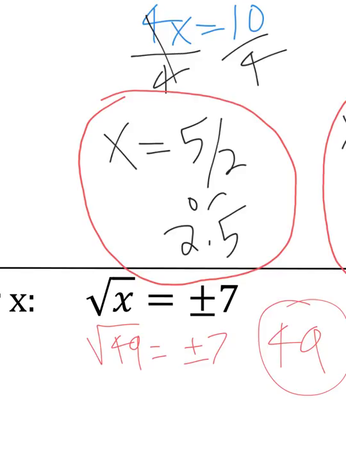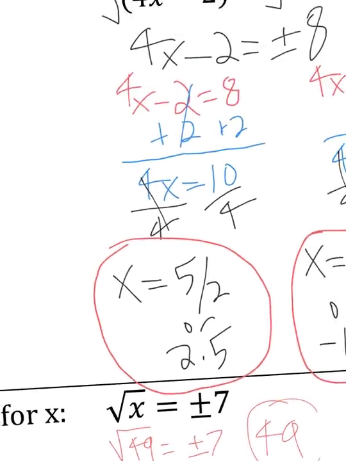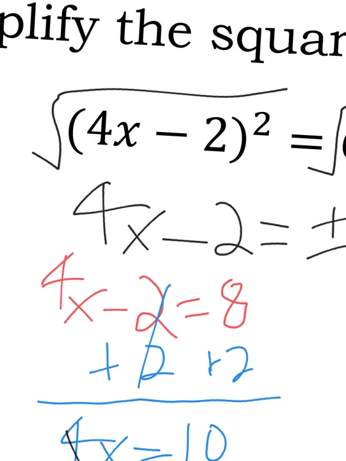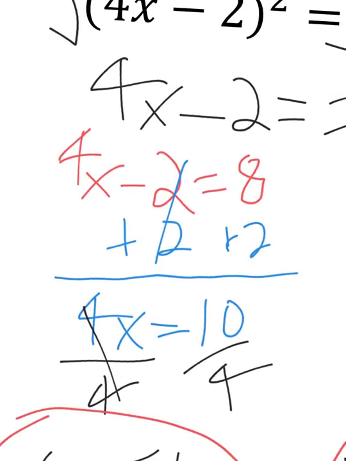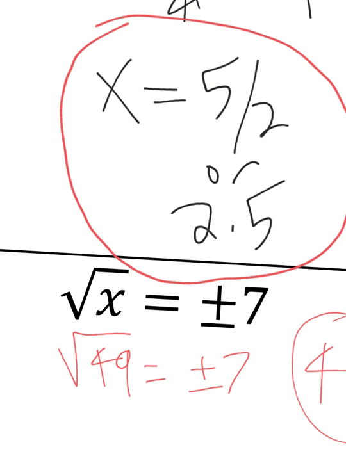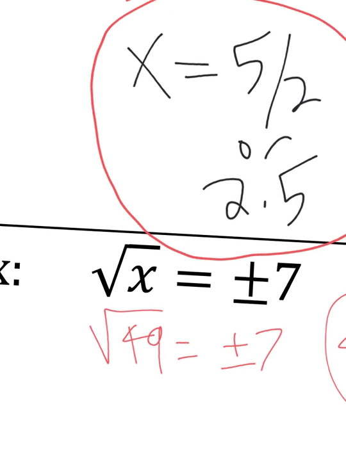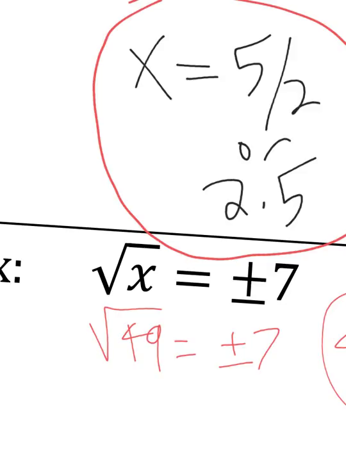Now, from a mathematical standpoint, how would you do this? Well, if I want to get this minus 2 to the other side, I'll do plus 2 to the other side. If I want to get this times 4 to the other side, I'm going to divide by 4. So what is the opposite of square root? That would be squaring.